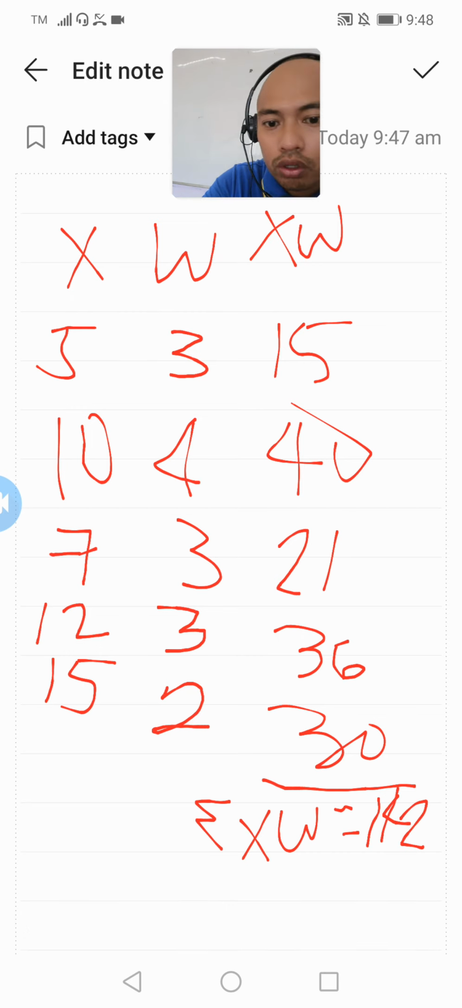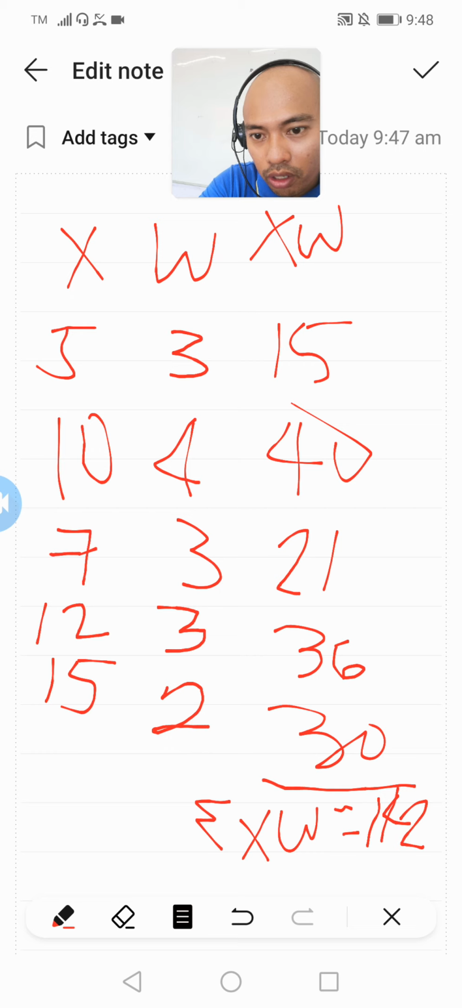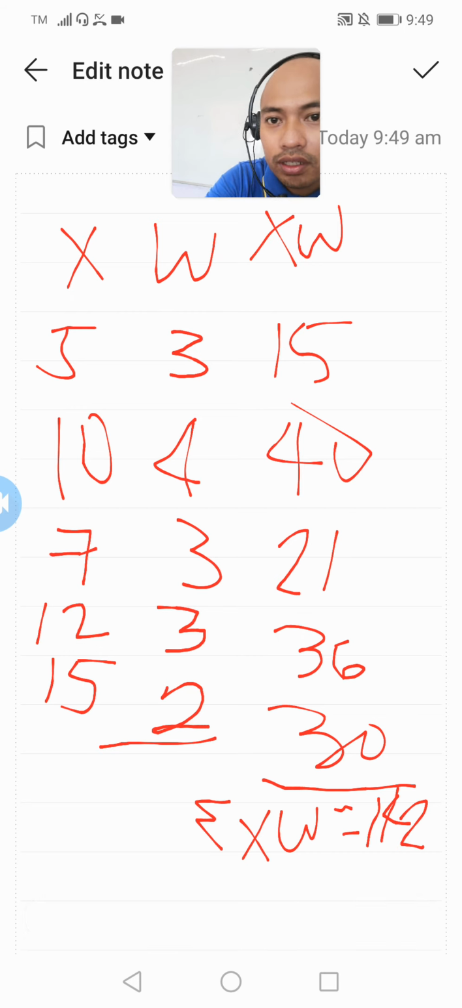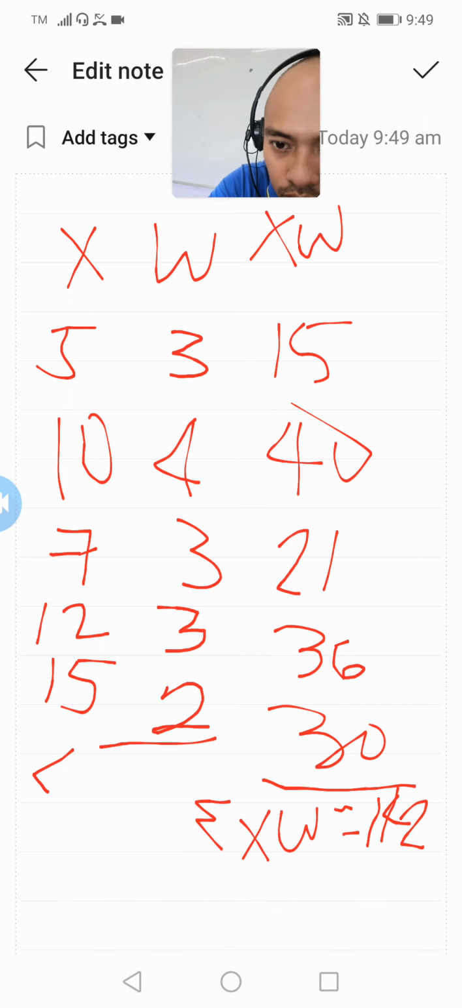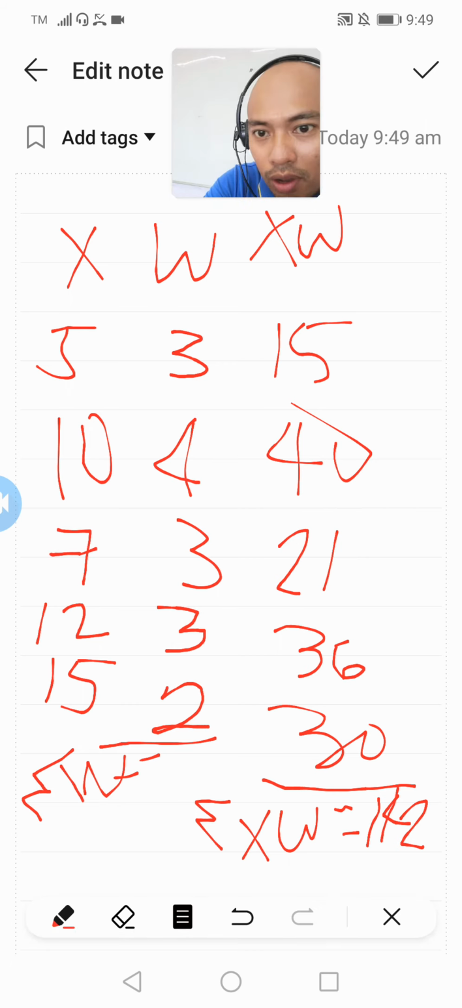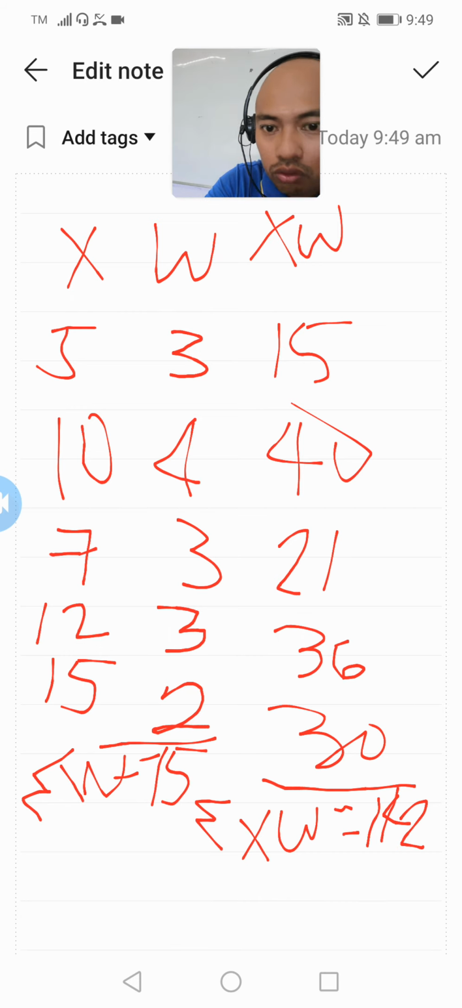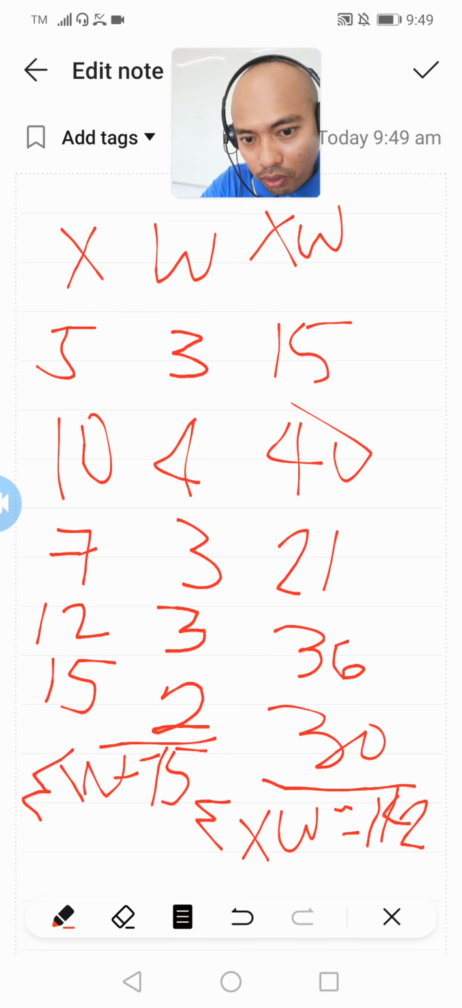142. So this will now be our numerator. So take note of this. 142 is the summation of our products XW. And we also need to get the sum of the weights, all right? And that will serve as our denominator in the formula. So we have to sum up all the weights. 3 plus 4 is 7, plus 3 is 10, plus 3 is 13, plus 2 is 15. So the sum of weight is equal to 15. And we are now ready to compute it, all right?